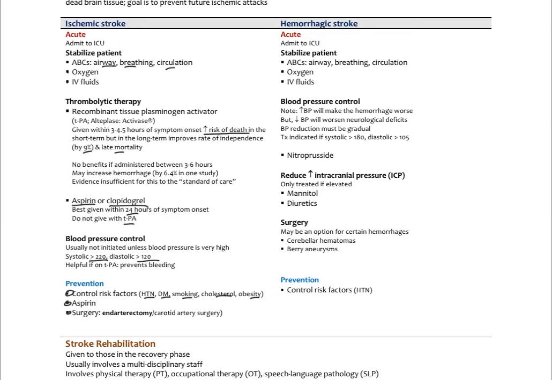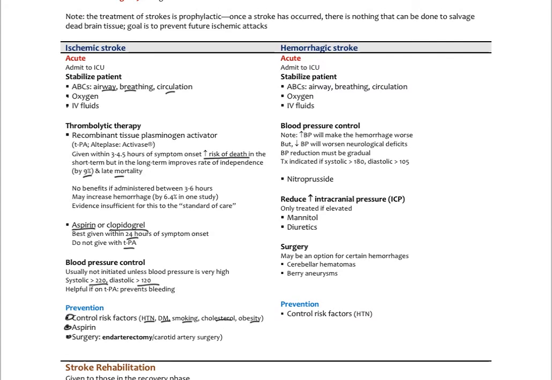For hemorrhagic stroke, there's not a whole lot that can be done. Again, the patient's stabilized: ABCs, oxygen, IV fluids. Blood pressure control is a little controversial because increased pressure will make things worse, but decreased blood pressure will also worsen things because it'll cause more ischemia. So the blood pressure reduction has to be gradual, and it's usually only indicated if the systolic is over 180, diastolic over 105. And nitroprusside is an agent that's sometimes given to help with that.